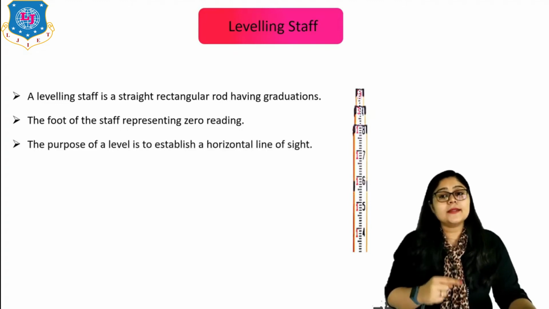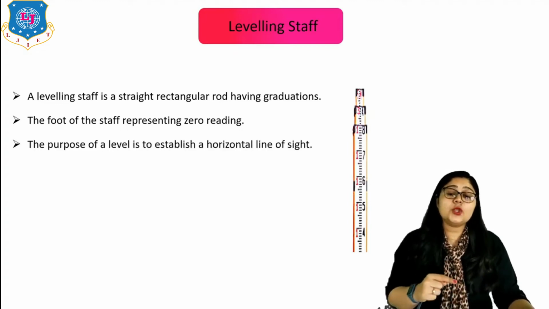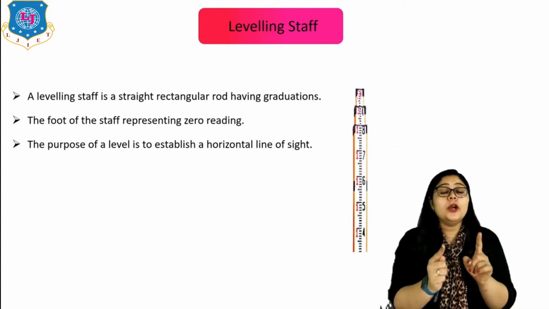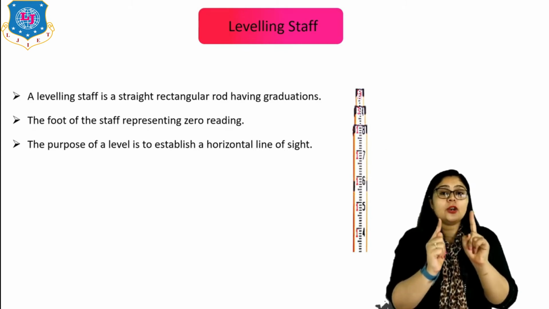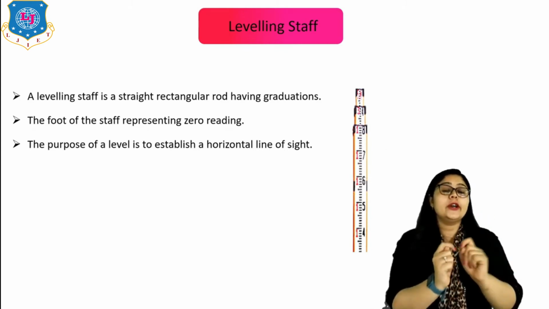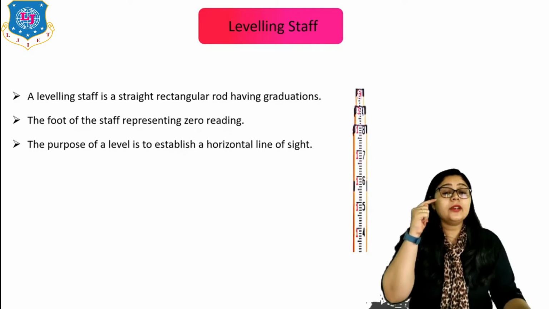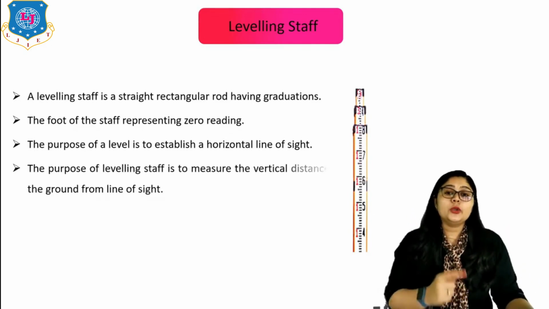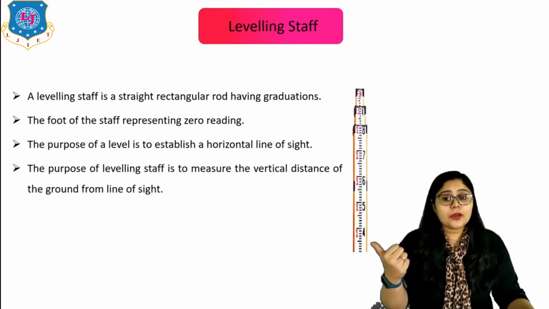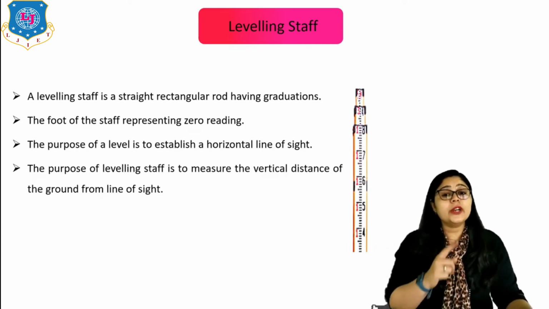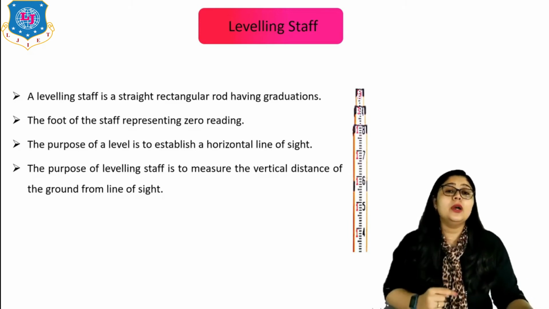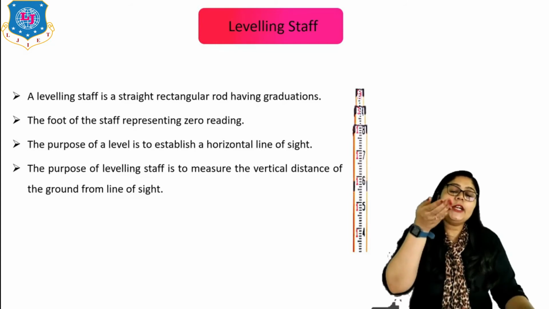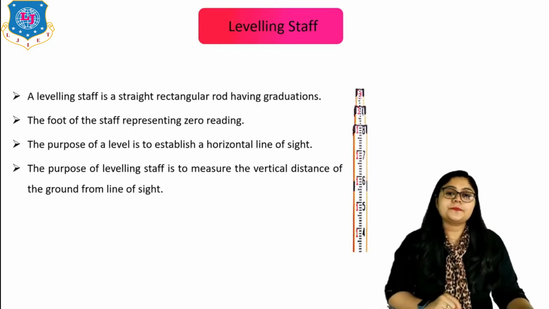right? Next, the purpose of the level is to establish a horizontal line of sight. As I said, through the telescope, you are trying to make your line of sight horizontal, right? So that whatever reading you take to this staff is in a straight line. Then the purpose of the leveling staff is to measure the vertical distance from the ground to the line of sight. So whatever distance we get is the height of that particular point, right?